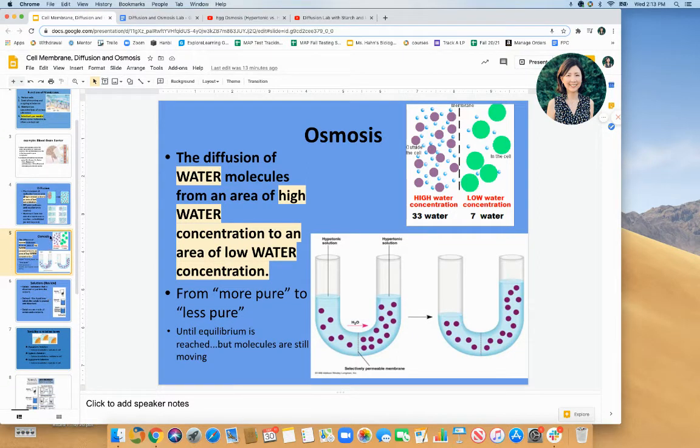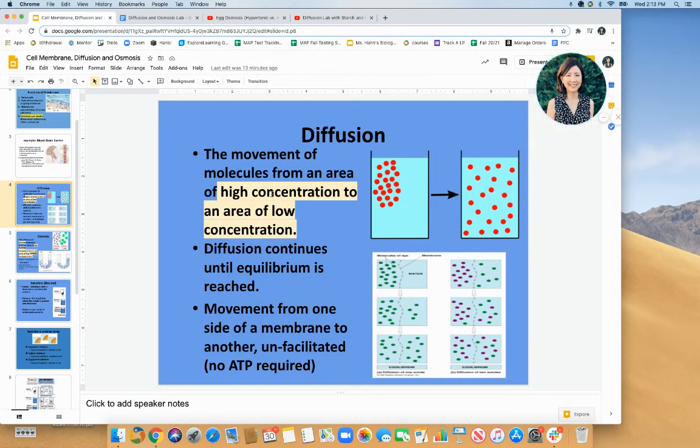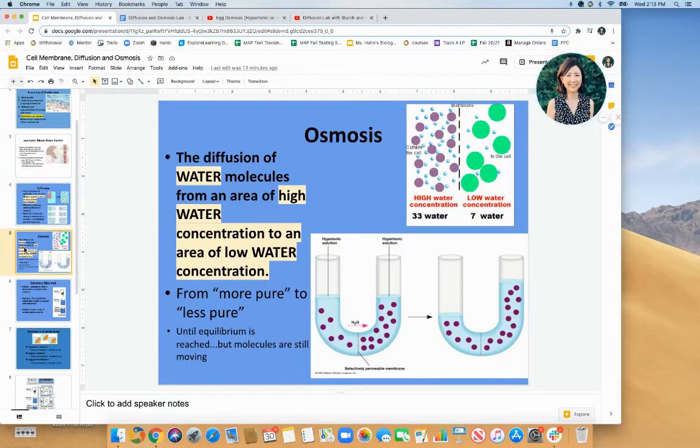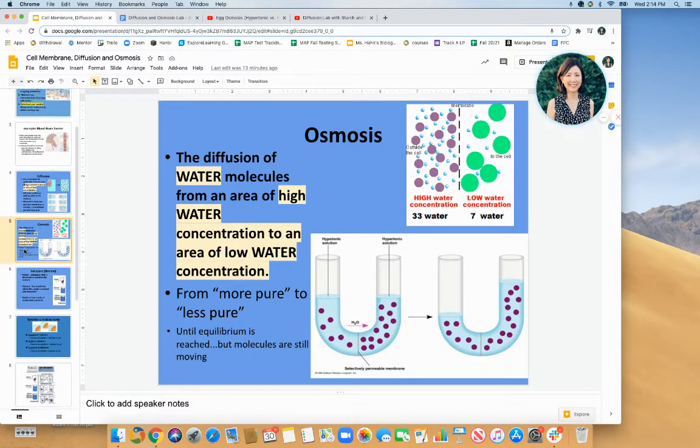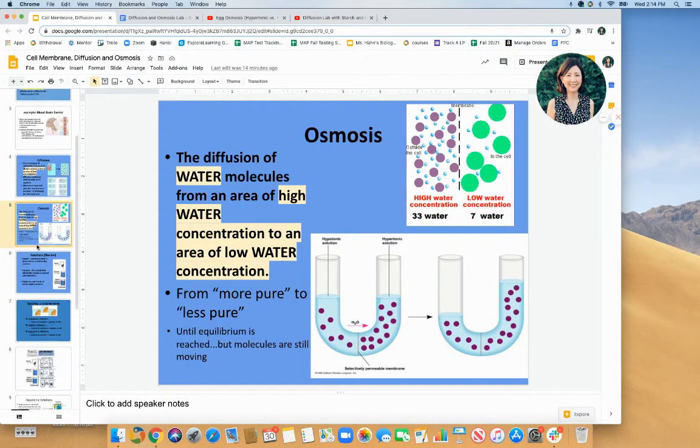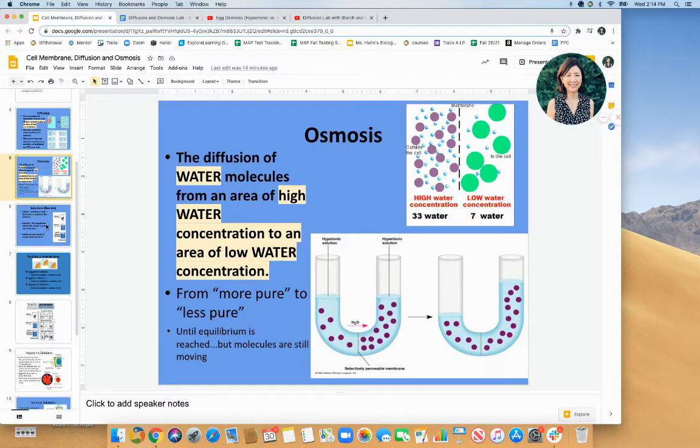Okay, so those are the two terms you're going to need to know for your osmosis and diffusion lab. Diffusion is just movement of any molecules, and osmosis is the movement of water molecules going from high concentration to low until it's equal. And even after it's equal, the molecules keep moving, but they just are equal.